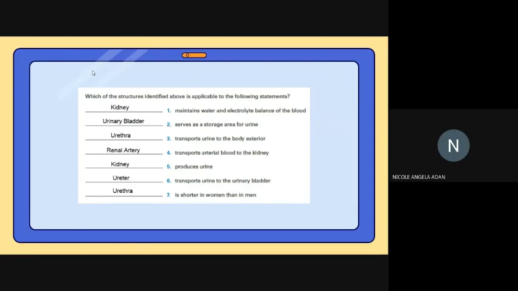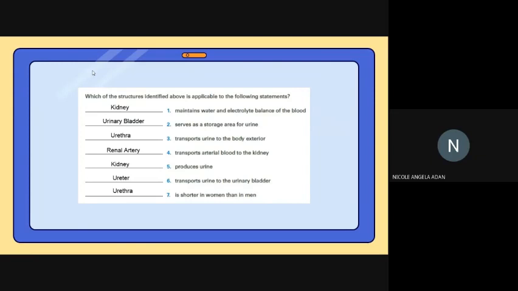It is the urinary bladder. And number 3, it transports urine to the body exterior as we expel the urine from our body. It is the urethra. And number 4, it transports arterial blood to the kidney. It is the renal artery. And 5, it produces urine. It is the kidney.